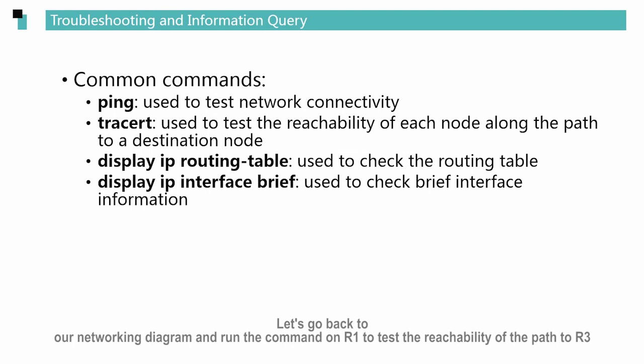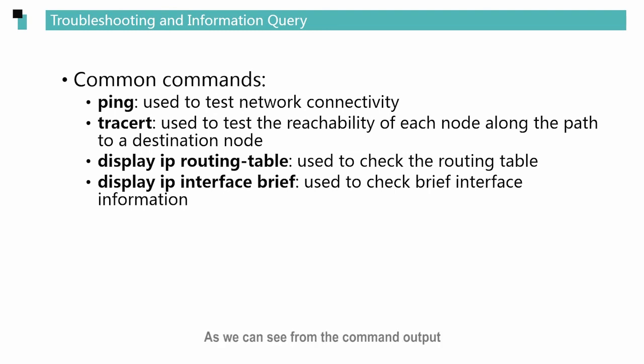Let's go back to our networking diagram and run the command on R1 to test the reachability of the path to R3. As we can see from the command output, the path has 2 hops. The first hop is 192.168.12.2, and the second hop is 192.168.23.3. Regardless of how many hops exist along the path, they are all displayed in the command output. The ping and the tracert commands are used for troubleshooting purposes.